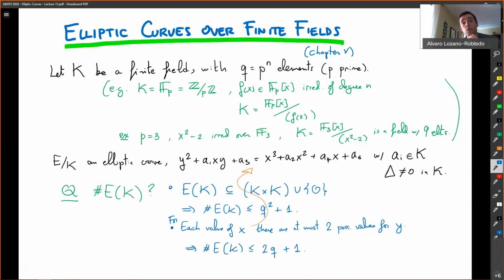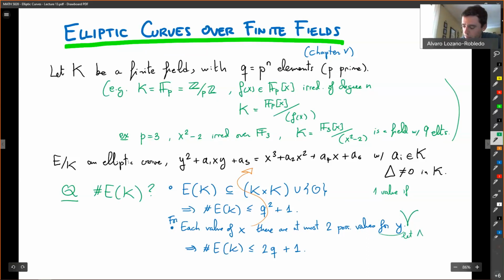Okay. Can I do better than that? Well, yeah, but not provably. Now here's where we're going to get a little bit heuristic-y. For every value of X, I can look at the polynomial in Y, that's a quadratic, and there will be at most 2 possible values. So let delta be the discriminant of that polynomial in Y. There is one value if the discriminant is 0, and 2 values if the discriminant is a square.